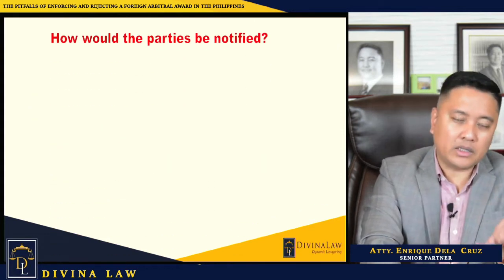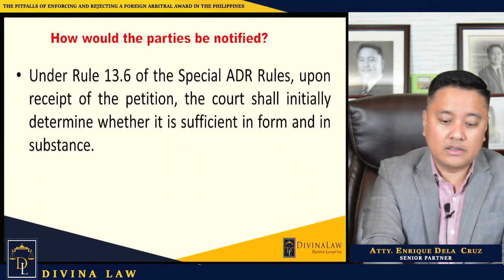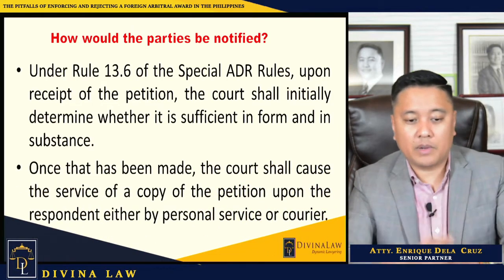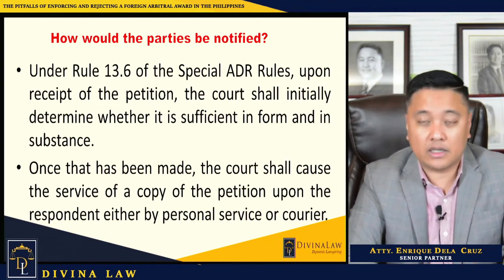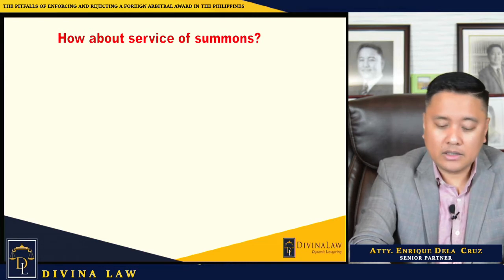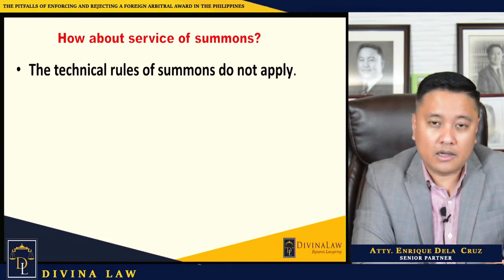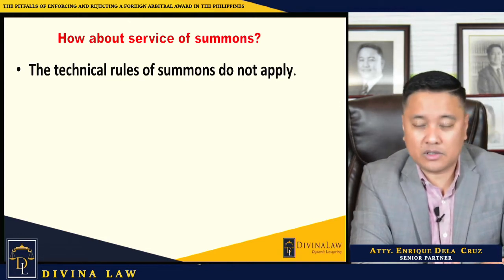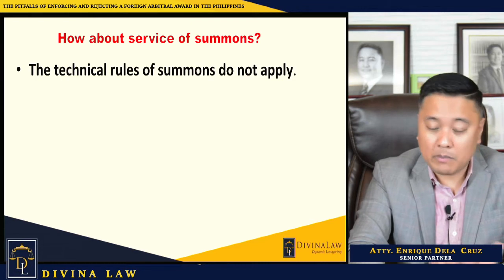Now, how would the parties be notified if an action to enforce or reject a foreign arbitral award is filed? Under Rule 13.6 of the Special ADR Rules, they will be notified by personal service or by courier. And if they cannot be served by personal service or courier, then registered mail will do. How about summons? Well, the technical rules of summons do not apply. And this is specifically mentioned in the Special ADR Rules. Therefore, you don't have to look for the president or secretary or treasurer or any officer. You don't need to go there personally. In fact, you can serve by email or publication.